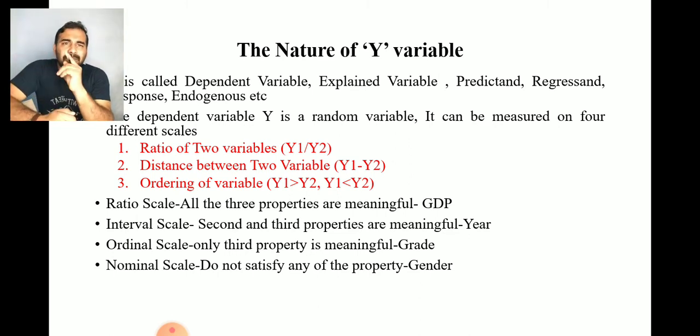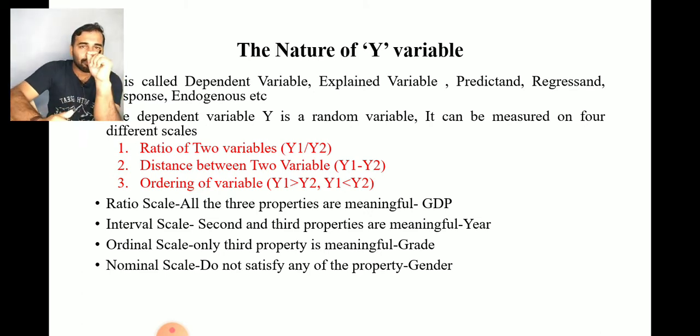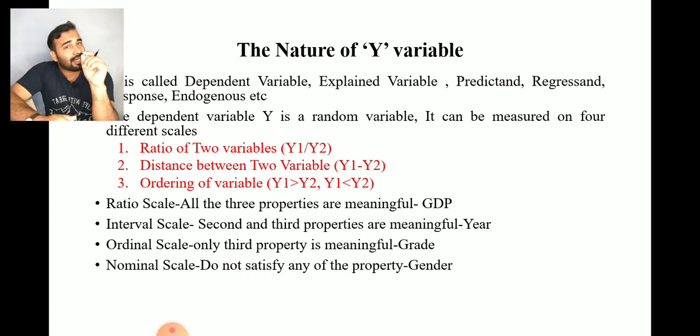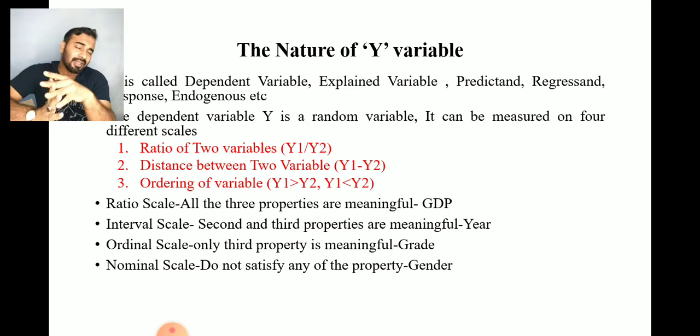Now this dependent variable y is a random variable. I hope that you have read the material that I have provided on what a random variable is. So y is a random variable. It can be measured on 4 different scales. What is our y here? y is consumption. So a y or dependent variable may take 4 scales. There are 4 scales of measurement in statistics.